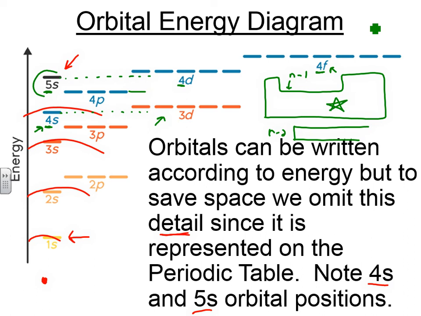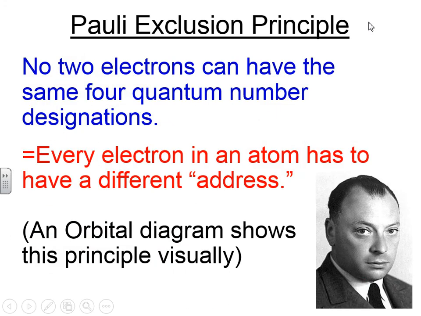Okay, we have one more important principle, and this comes from Mr. Wolfgang Pauli. You have a fine picture of him here, and it's called the Pauli exclusion principle, and it says that no two electrons can have the same 4 quantum designations. What this means is that every electron in an atom has to have a unique address. In other words, its shell must be different, its subshell, its orbital, and its spin must be different.